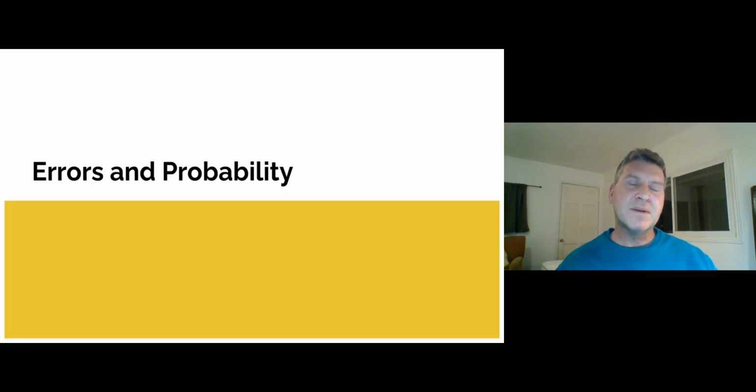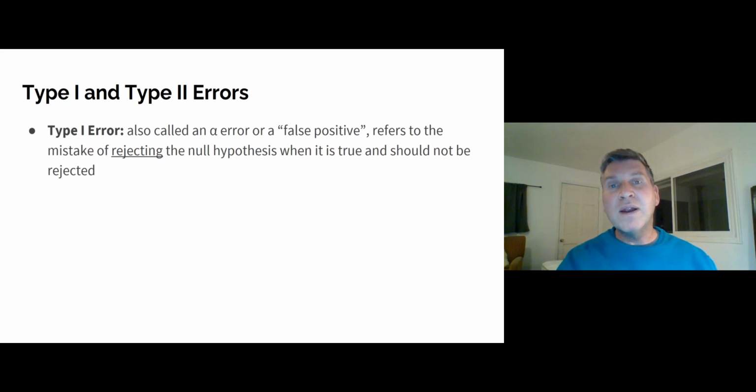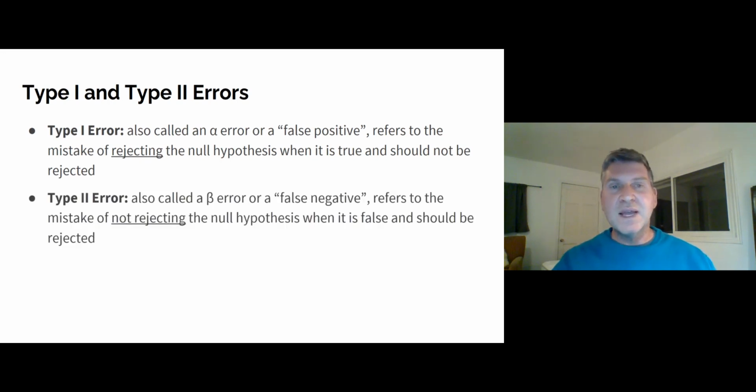So next we're going to look at errors and probability. To do so, we look at type 1 and type 2 errors. A type 1 error is also called an alpha error or a false positive. It refers to when we reject the null hypothesis when it's true and should not be rejected. A type 2 error is called a beta error or a false negative. And this refers to the mistake of not rejecting the null hypothesis when we actually should have.